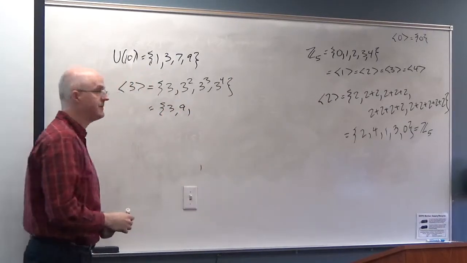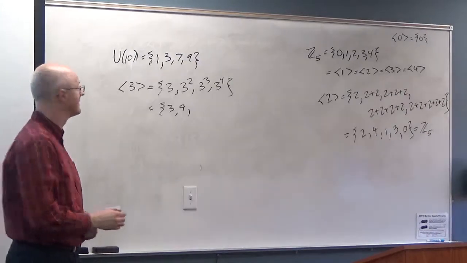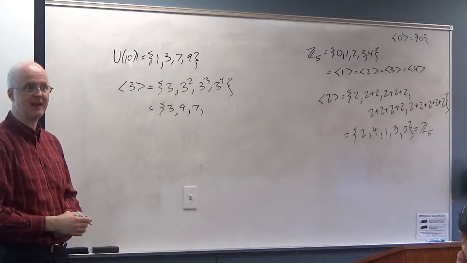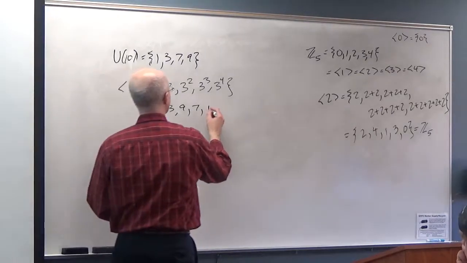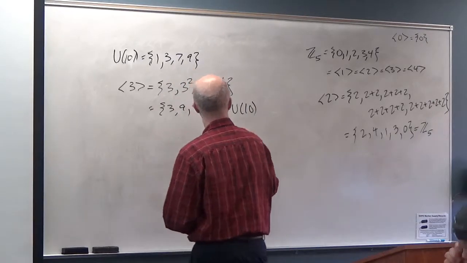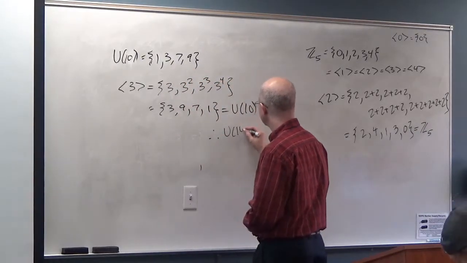Three cubed is 27, mod 10 is 7. 3 to the 4th is 81, mod 10 is 1. This does equal U10. U10 is cyclic.